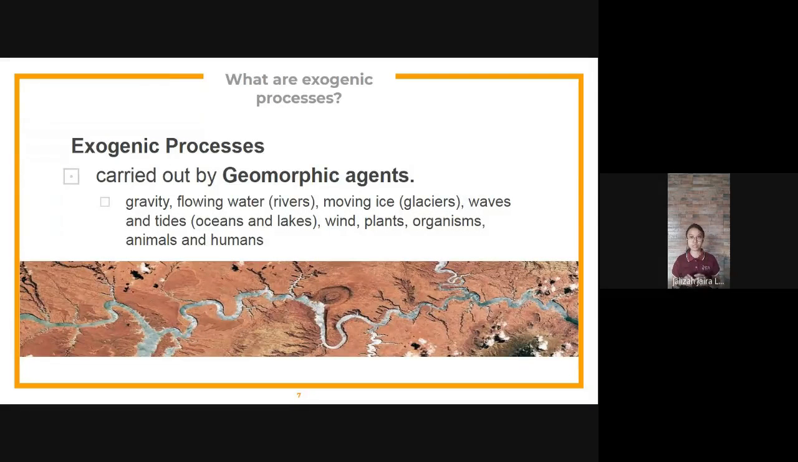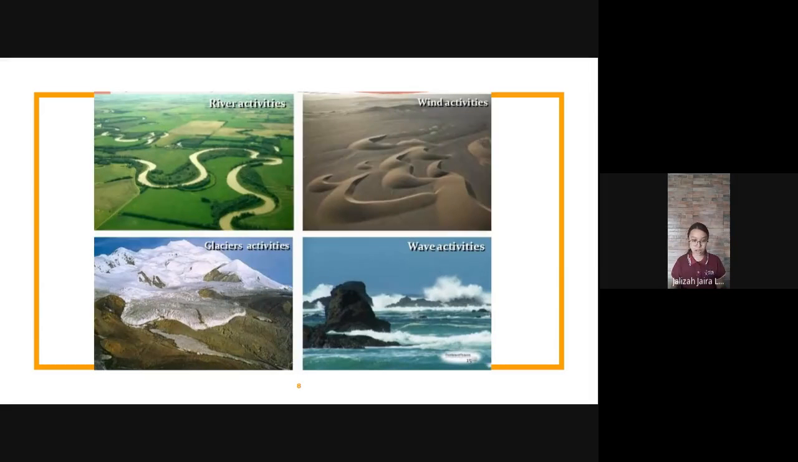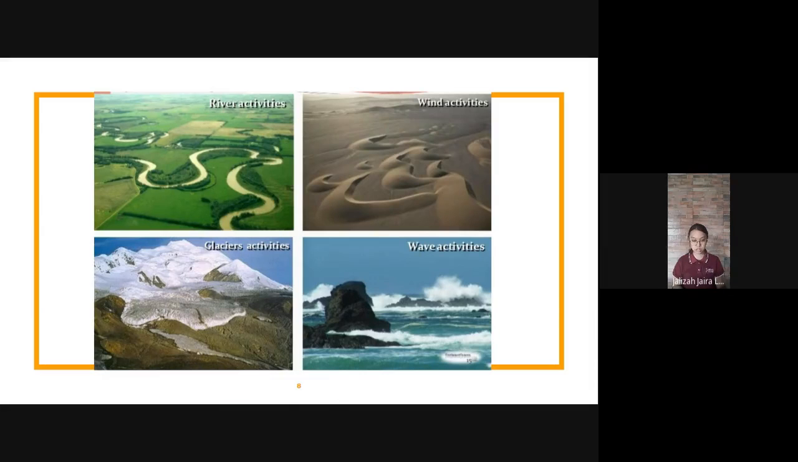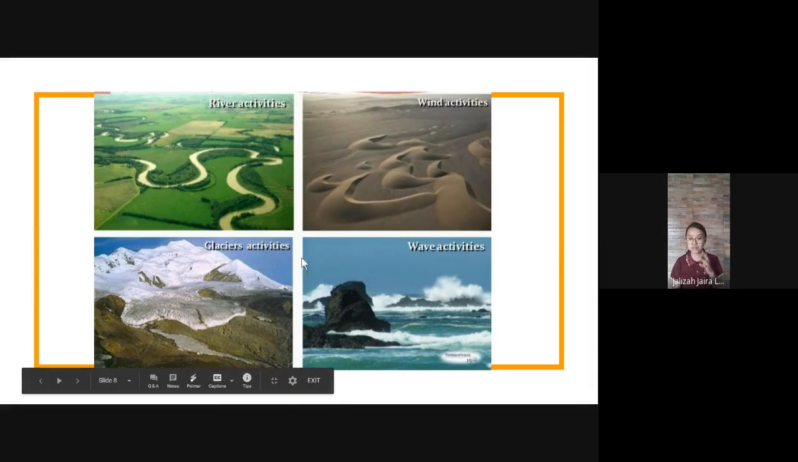So when we talk about exogenic processes, they are carried out by geomorphic agents. When we say geomorphic agents, these are factors that actually drive change on the surface of the planet. So these are the following listed below. You could just simply look at it. These are some examples of how they particularly shape the Earth's surface. So even ice, water, even wind can shape the surface of the Earth.